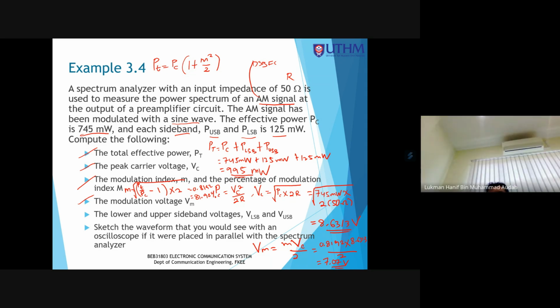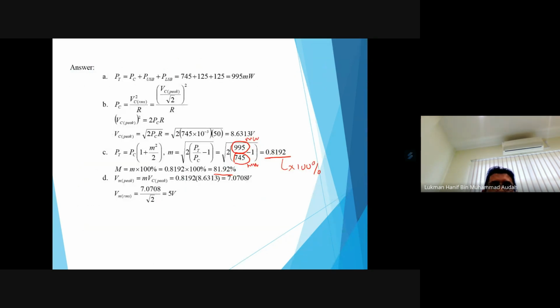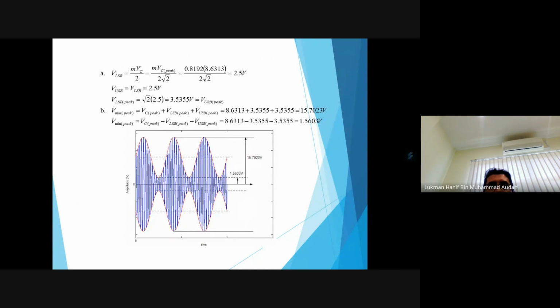Easy, right? And then what? The lower and upper sideband voltage, VLSB and VUSB. So for VLSB, we can determine it based on the power value, or you can write MVC over 2.